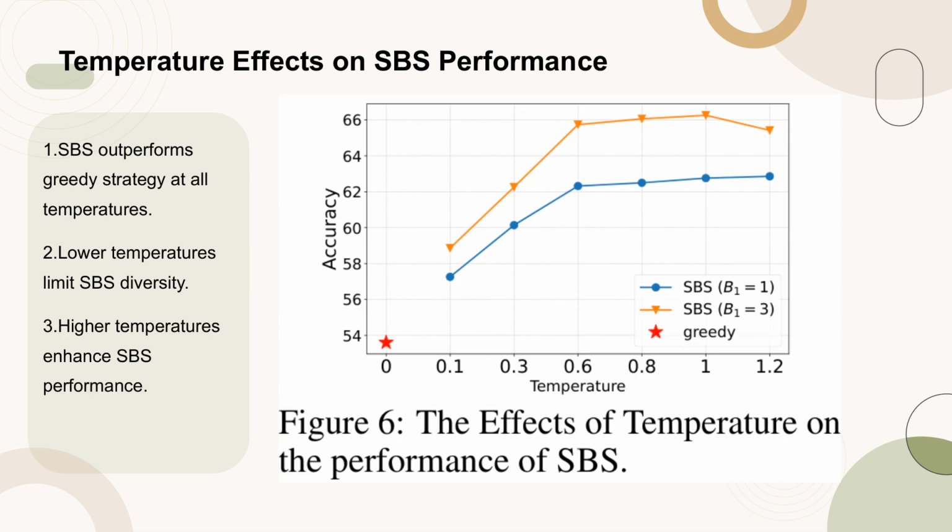Figure 6 illustrates the impact of temperature on the performance of step-level beam search, SBS. Firstly, SBS consistently outperforms the greedy strategy across all temperature settings, thanks to the value model aiding the policy model in identifying effective reasoning paths. Secondly, at lower temperatures, SBS performance is constrained due to the lack of diversity in generated solutions. As temperatures increase, the value model can discern optimal paths within a more diverse set of solutions, thereby enhancing reasoning performance. Finally, with larger beam widths, the model explores more solutions, so the performance of B1 equals 3 always surpasses that of B1 equals 1.